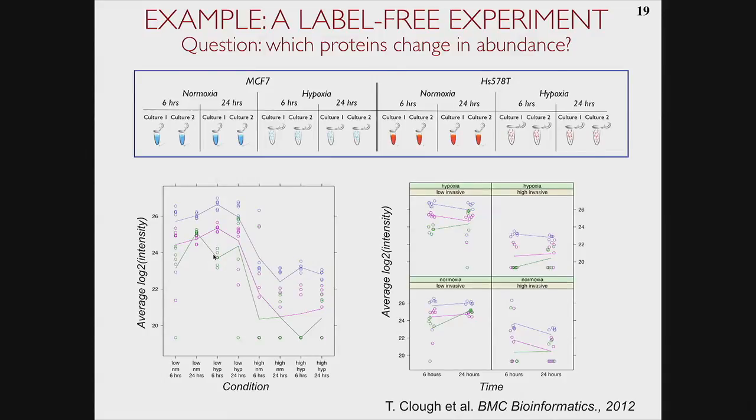And so the question we may want to ask is not just, is there any difference between any of the conditions? That's too general. We actually want to ask specifically, is the difference between normoxia and hypoxia for MCF7 the same as the difference between normoxia and hypoxia in this cell line? So do the cell lines have the same response to low oxygen, or do they somehow vary in response? Or is the progress in time under hypoxia for this cell line similar to the progress in time under normoxia?